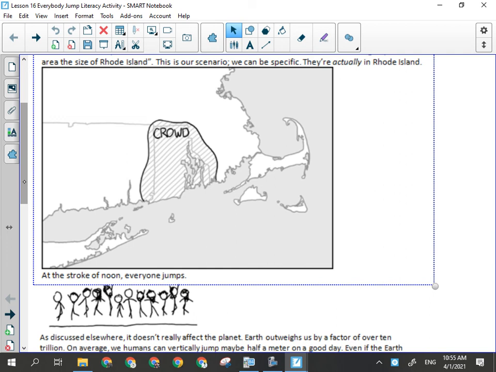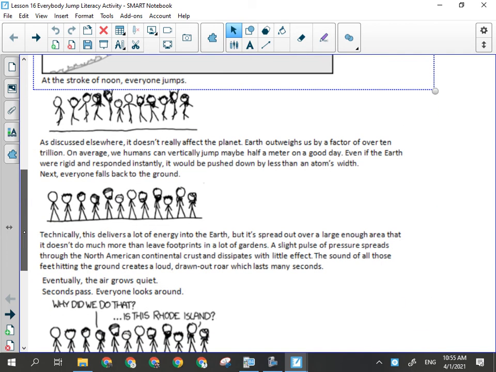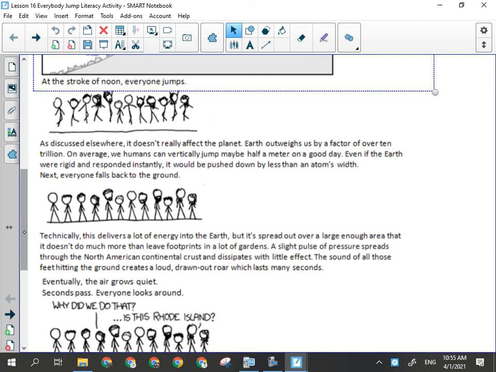So as discussed elsewhere, it doesn't really affect the planet very much. The planet outweighs us by a factor of over 10 trillion times. Not you and me. The whole Earth's population is over 10 trillion times smaller than the mass of the Earth. On average, we humans can vertically jump maybe half a meter on a good day. So this was the other problem. Some people jump higher than others. Even if the Earth were rigid and responded instantly, it would be pushed down by less than an atom's width.